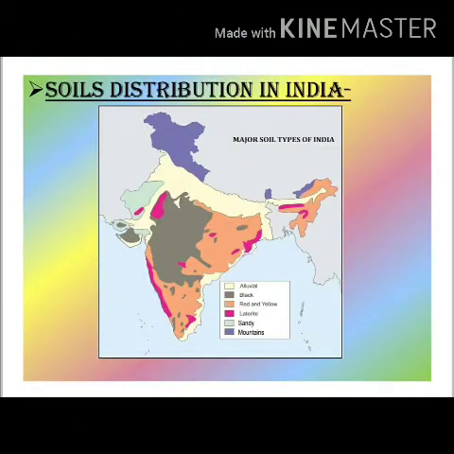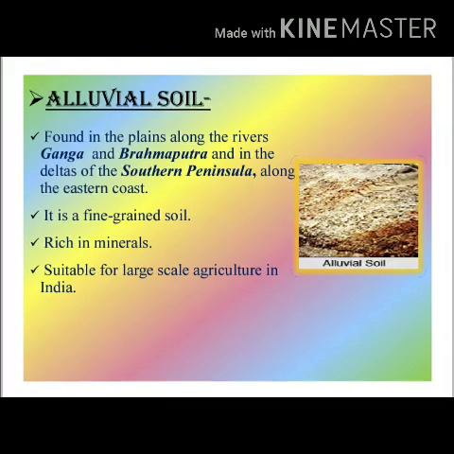In the map of India, you can clearly see the soil distribution. How all the soils are distributed across the whole country is shown in the map. If we talk about alluvial soil, it is found in the plains along the rivers Ganga and Brahmaputra and in deltas of the southern peninsula along the eastern coast. It is a fine-grained soil which is brought down and deposited by rivers. It is very rich in mineral content, so it is most suitable for large-scale agriculture in India.